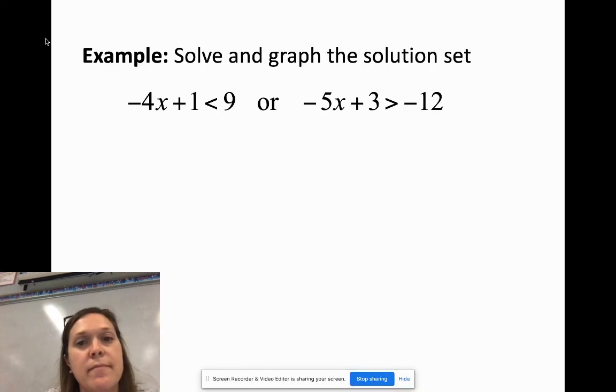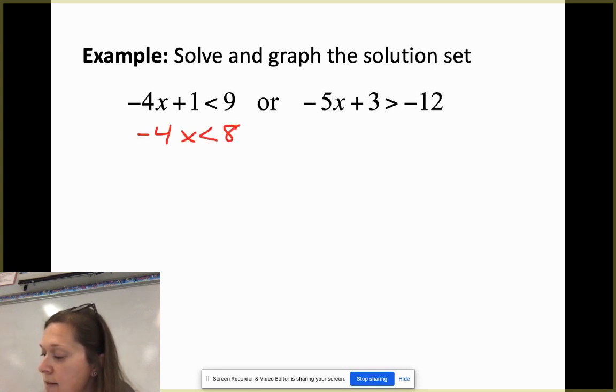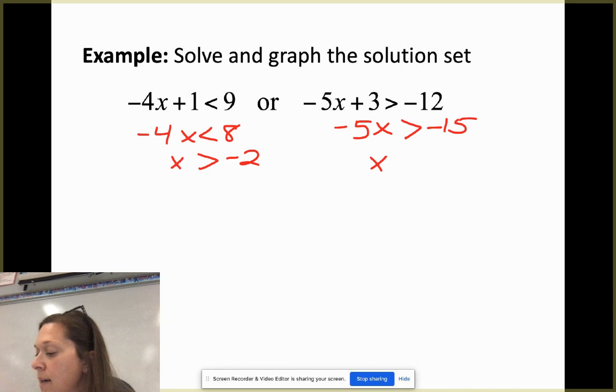Good. All right, let's go through this one. Negative 4x plus 1 is less than 9, or negative 5x plus 3 is greater than or equal to negative 12. So again, solving that out, we get negative 4x is less than 8. Don't forget to flip your sign. Dividing by negative 4 gets us negative 2. Over here, negative 5x is greater than negative 15. Dividing, don't forget to flip your sign. Dividing by negative 5 gets us a positive 3.